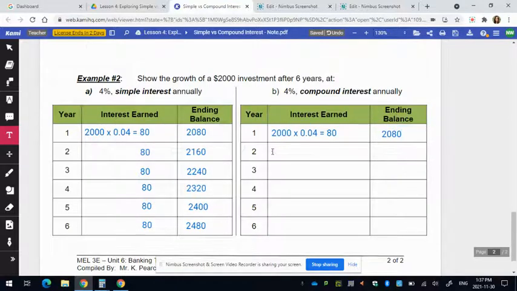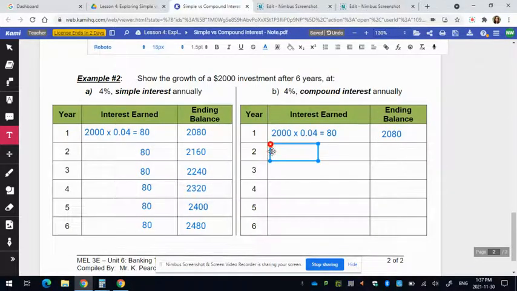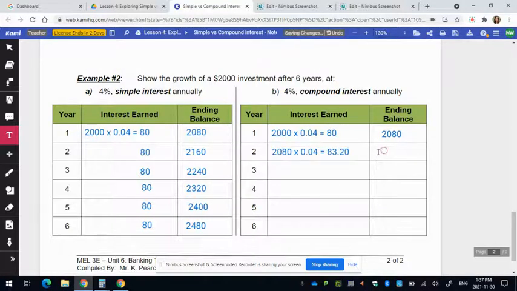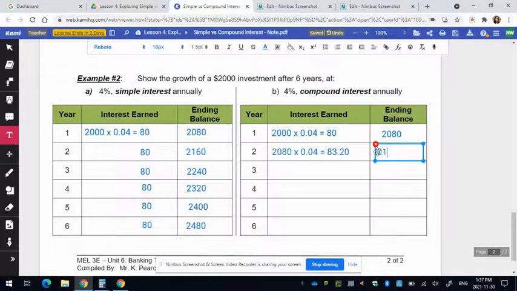Now in the beginning of year 2, we're taking our ending balance from the previous year and we're using that when calculating interest. So we're taking our 2,080 and multiplying that by our interest rate of 4%, and that gives us 83.20. And when we add that on, we get 2,163.20, and so on.